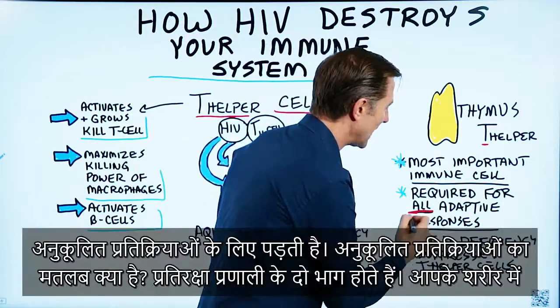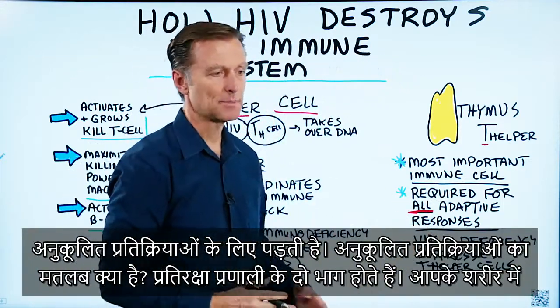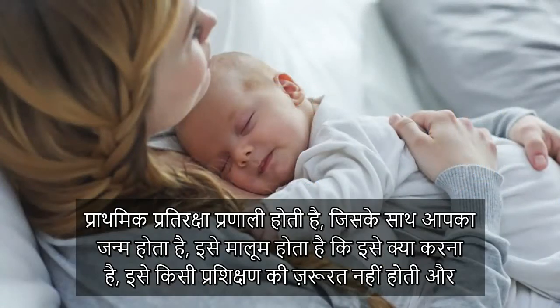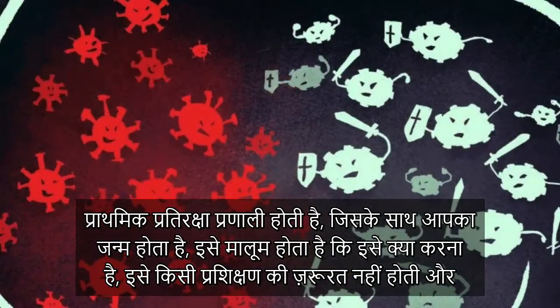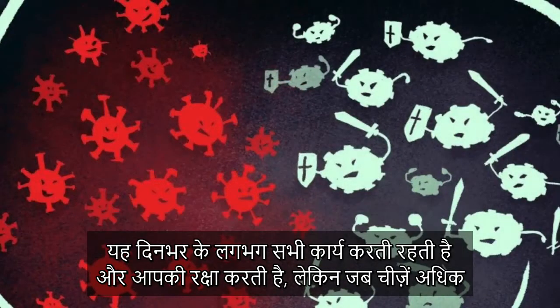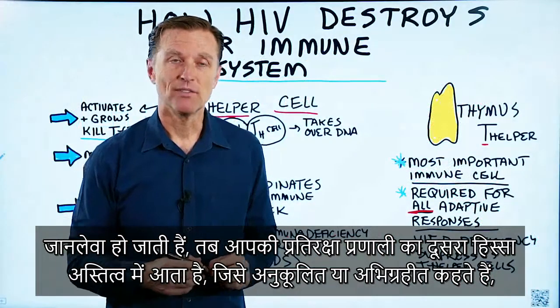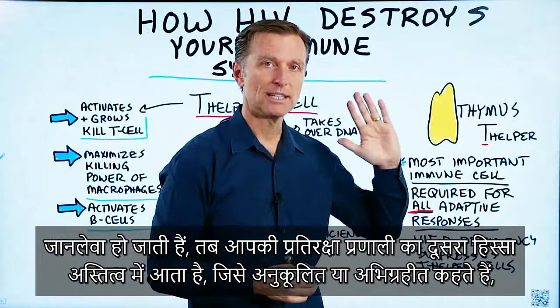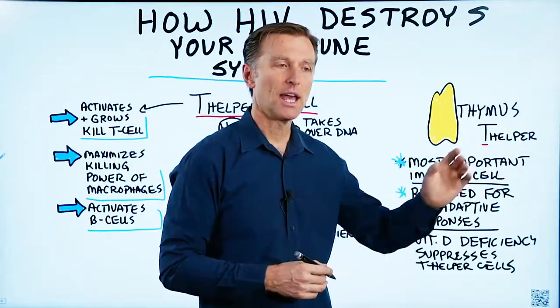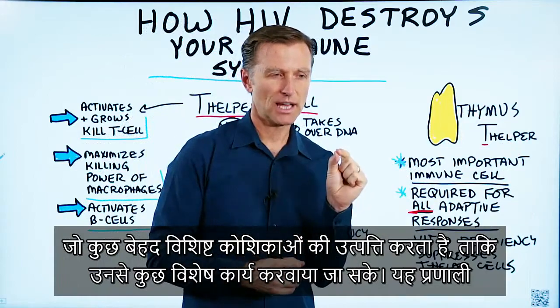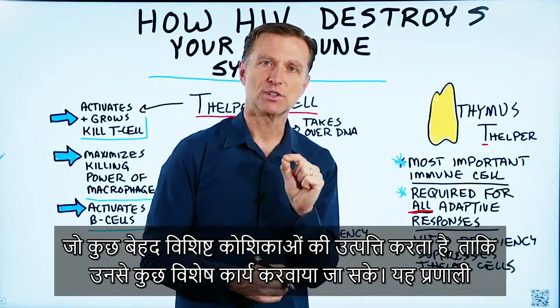all adaptive responses. What do I mean adaptive responses? There's two parts of the immune system. You have the primal immune system, which you're born with, that knows what to do. It doesn't need any training, and it pretty much takes care of the day-to-day activities of defending you. But when things get more threatened, you have another part of the immune system called the adaptive or the acquired that start to recruit additional very specialized specific cells that do certain jobs.